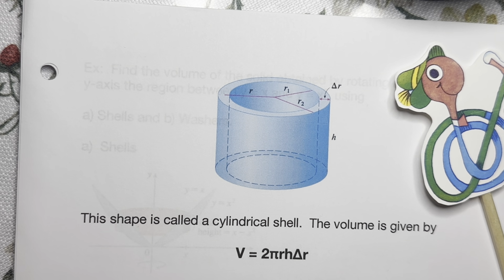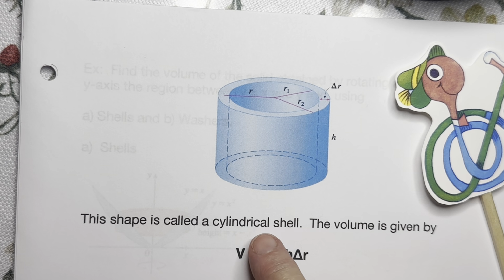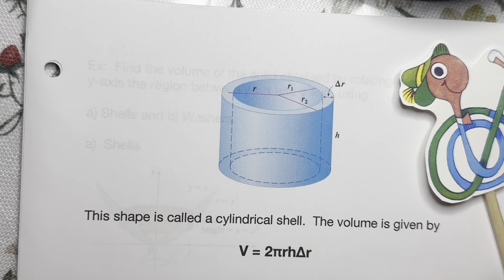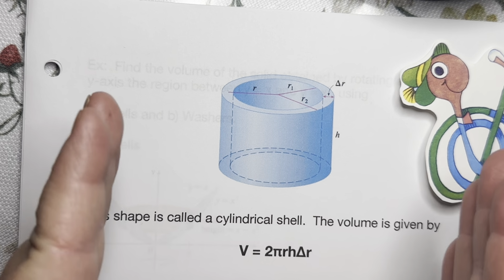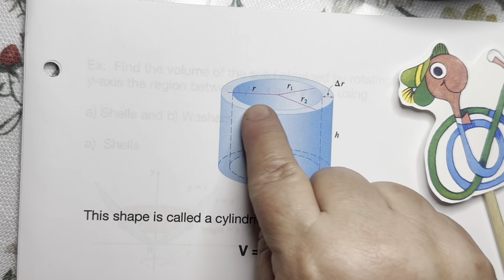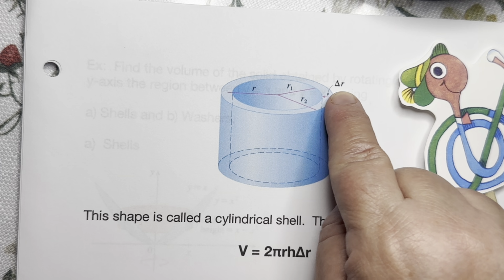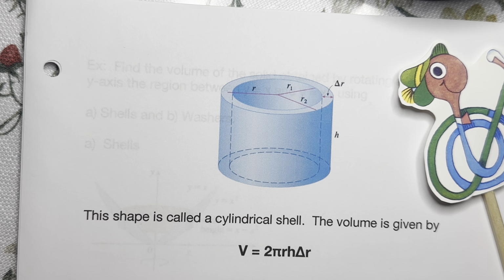So this is the picture from the book. You might have guessed that. This shape is called a cylindrical shell. It's called a cylindrical shell because we're not going to consider the entire cylinder all the way through. We're just going to look at a very tiny depth, which is going to be delta r.